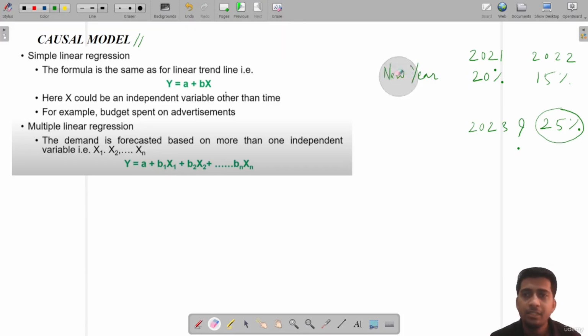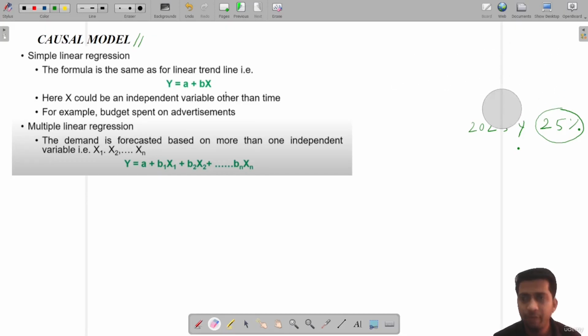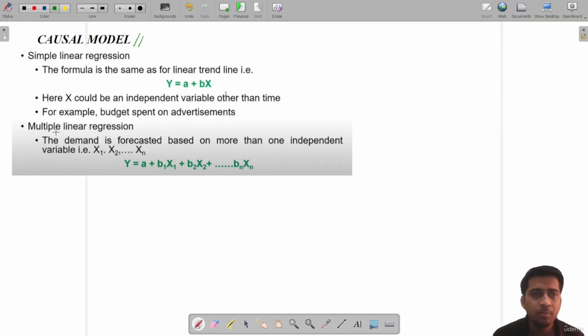Linear regression is also a type of causal model, but since we considered only one variable, which is historical sales, it worked as a time series. But here we are going to add more factors into it. And that's what the multiple linear regression model is.